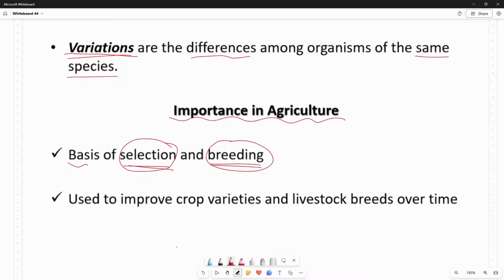It is also used to improve the crop varieties and the livestock breeds over time. So this is very, very important. Now, types of variation: there are only 2 types of variation. You have continuous variation and discontinuous variation. These are the 2 types of variation.